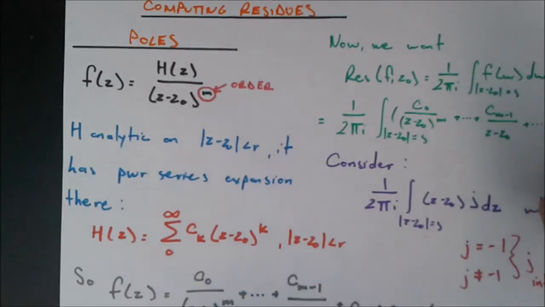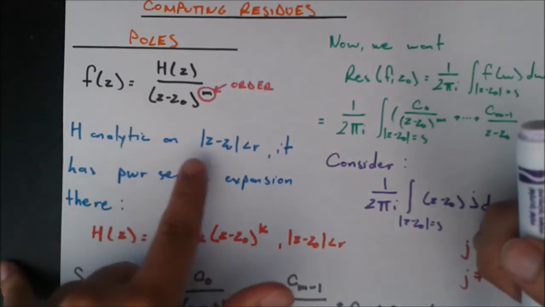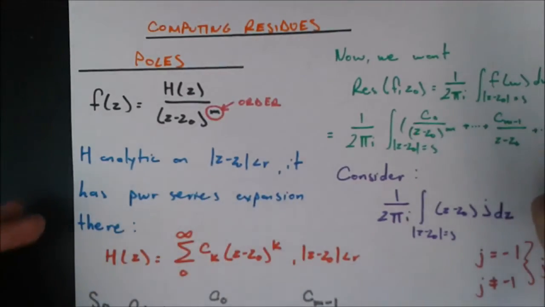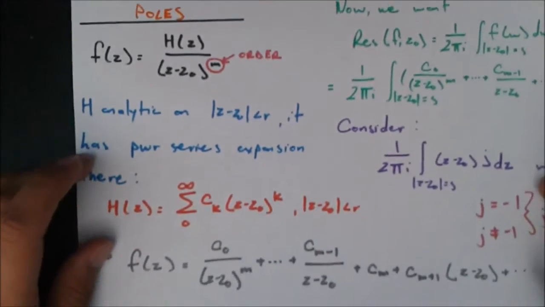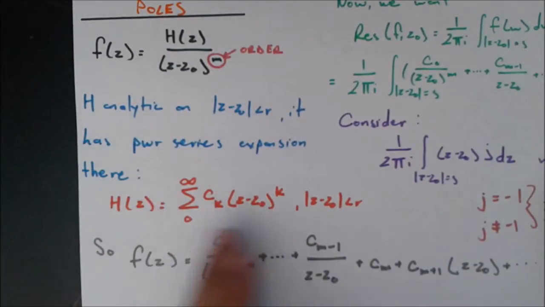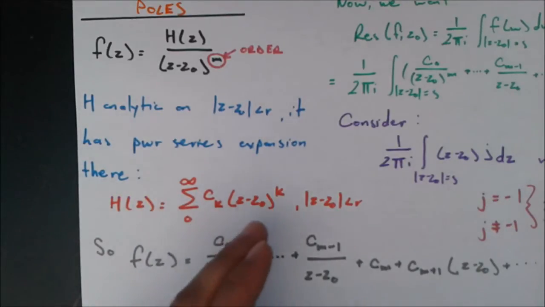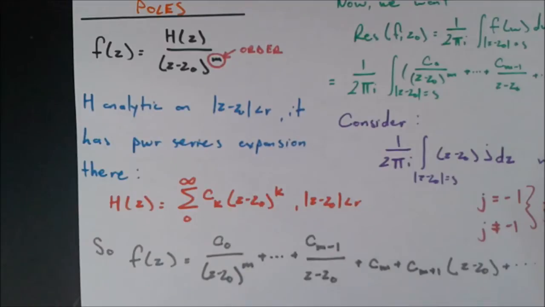Moving on now, since h is analytic on the disk where modulus z minus z0 is less than r, that means it has a power series expansion on that disk. That's something we learned about before. So we can write h of z as the sum from k equals 0 to infinity of c sub k times (z minus z0) to the power of k, and that's true inside of the disk.